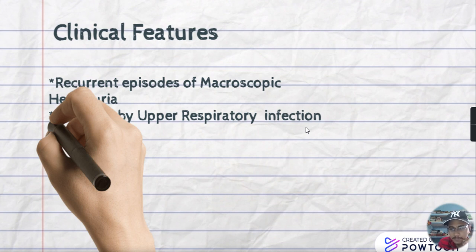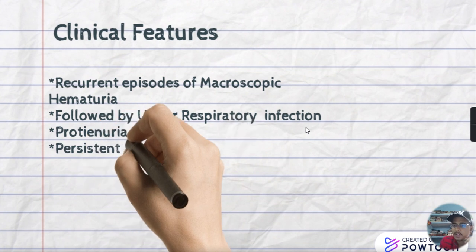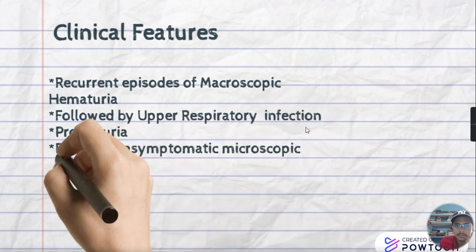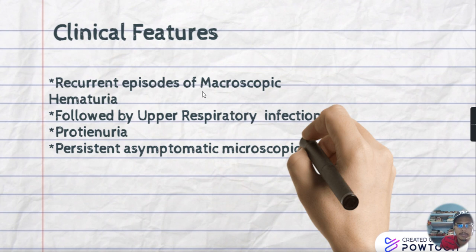Now there is proteinuria. Proteinuria is not always present; it appears late, and there is also persistent asymptomatic microscopic hematuria. So before going further, what is microscopic hematuria? We see macroscopic hematuria and microscopic hematuria. Macroscopic hematuria has a larger amount of red blood cells in the urine, and it changes the color of your urine. Your urine may look cola colored. But in microscopic hematuria, blood cells are present in smaller quantity, and it doesn't change the color of your urine.